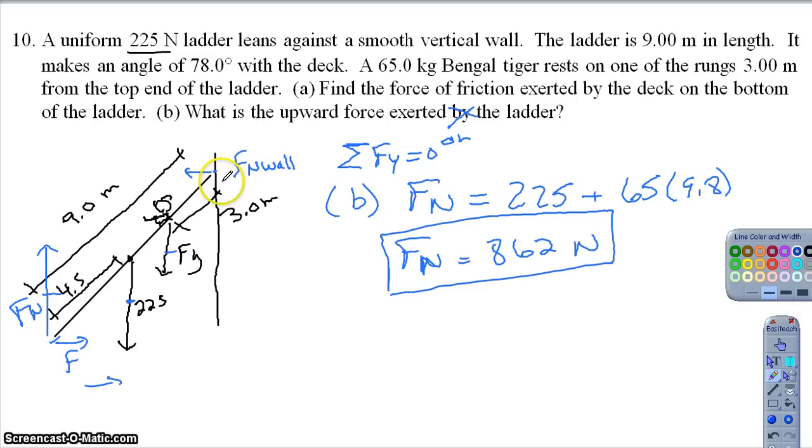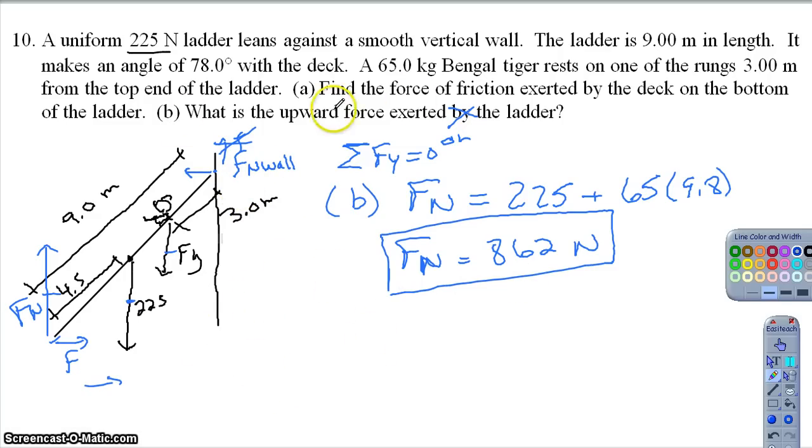Now, if there was friction up here at the wall, that would completely change this game, right? If the friction was pushing up, then we'd have the normal force plus friction equals 862. And we'd have to worry about how much help friction provides. But in this case, it's a smooth wall, so I don't have to mess with that. It simplifies the problem just a little bit.